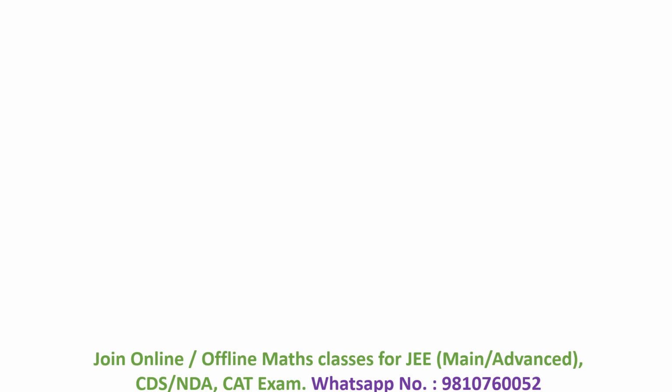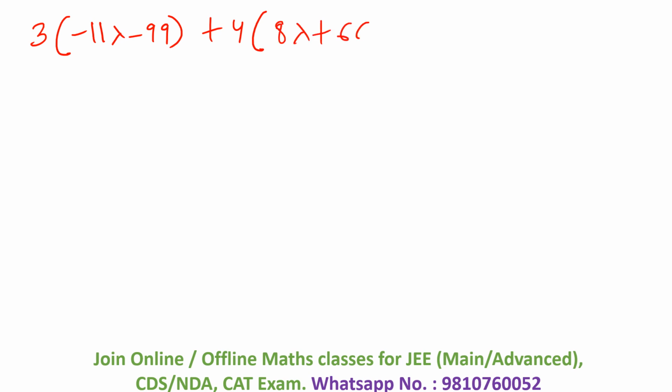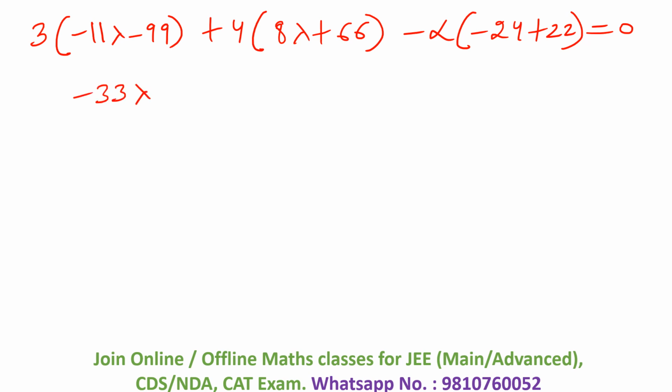Now students, let us expand the determinant along the first row. So we will be getting 3 times inside the bracket minus 11 lambda minus 99, plus 4 times inside the bracket it is 8 lambda plus 66, minus alpha into inside the bracket it is minus 24 plus 22, equal to 0. So when we do the calculations, it becomes minus 33 lambda minus 297 plus 32 lambda plus 264 plus 2 alpha equal to 0.